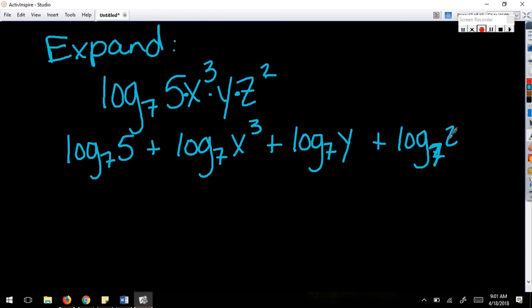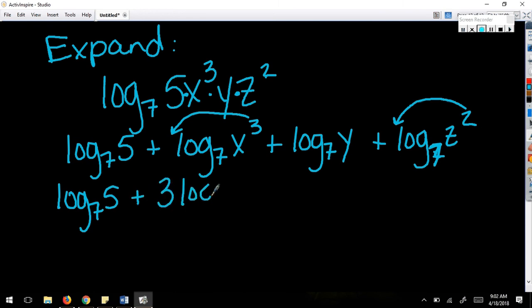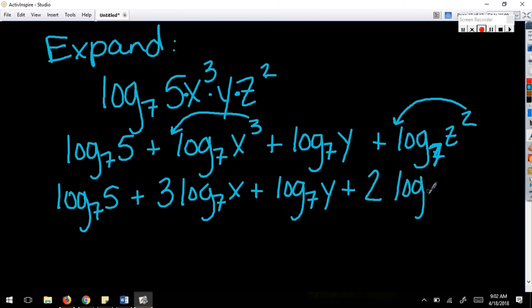So 7. Do you see any other property that I might could do? Yes, power. These come around to the front, only to the front of the log of which they're hooked. So now I have log base 7 of 5 plus 3, log base 7 of x plus log base 7 of y. These are ones that expanding, it's going to look like a really, really long problem that took you forever, but it really didn't because all we did was stretch it out from what it originally was.